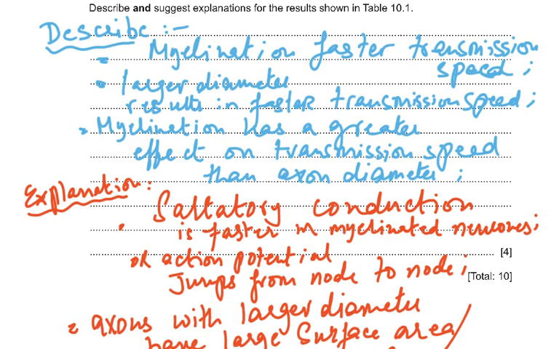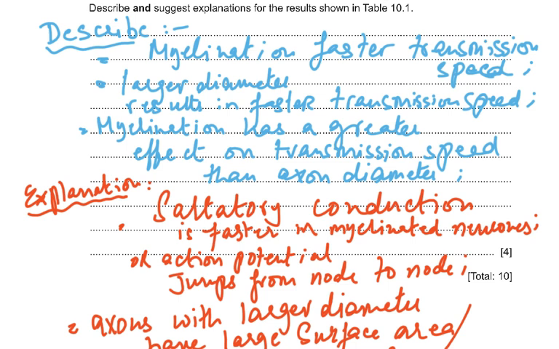So if you look at the describe, it was basically telling you about the figures that were given to you. So describe, I always say no biology. So myelination, faster transmission speed, that's what you gathered from table 10.1. Larger diameter results in faster transmission speed, and myelination has a greater effect on transmission speed than axon diameter.